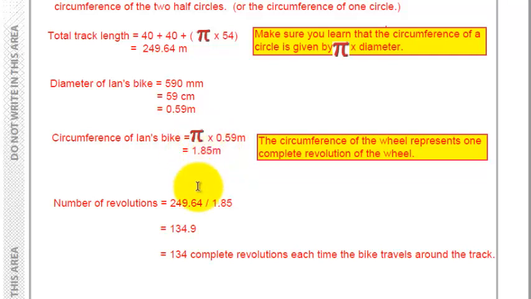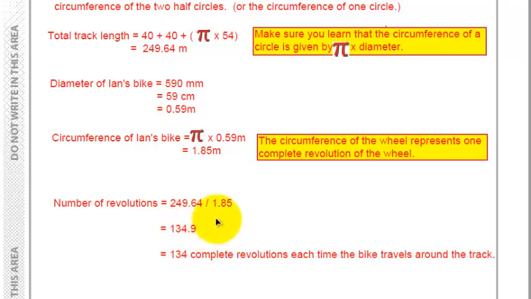Now we know it has to go through 249.64 meters, and I'm going to divide that by the 1.85 that the bike travels each time the wheel goes through a full revolution. And that gives you 134.9 revolutions.